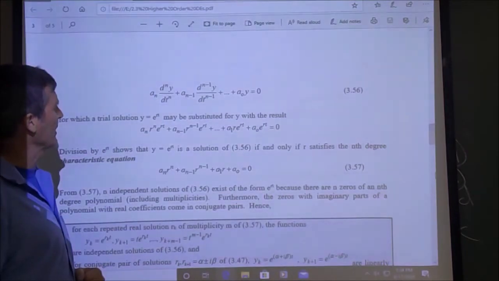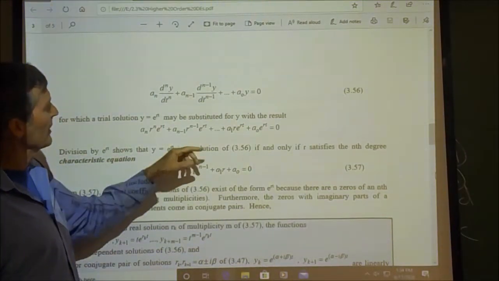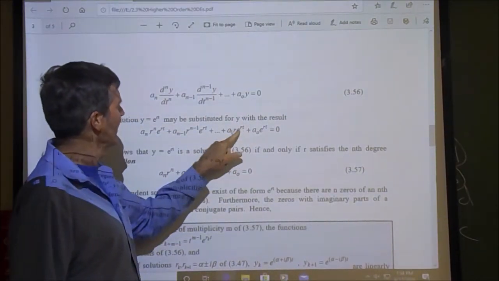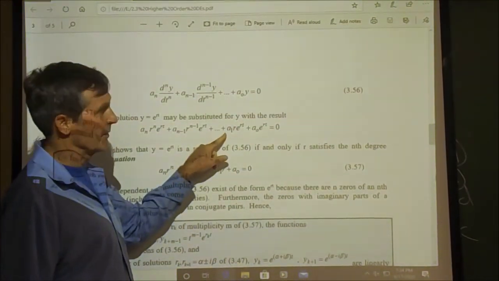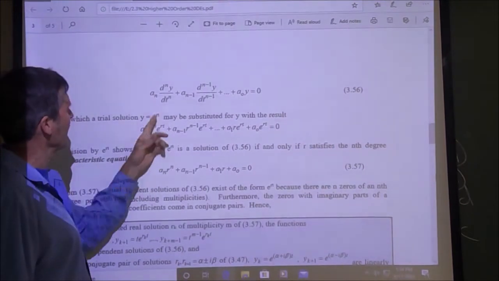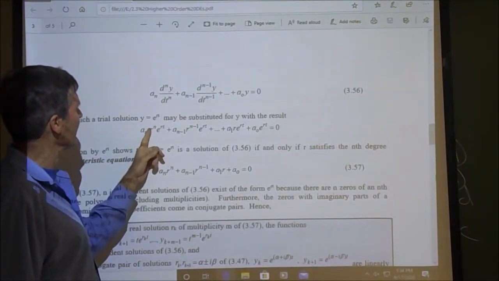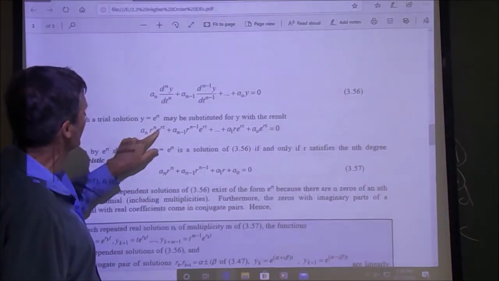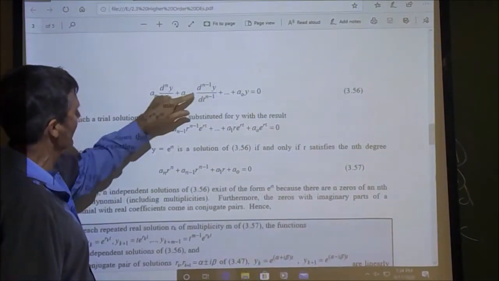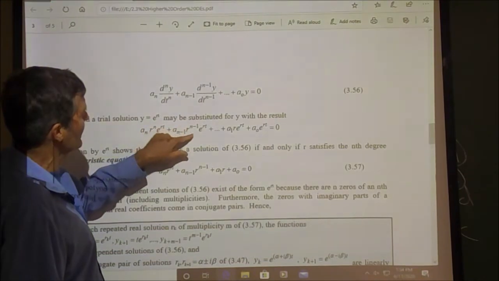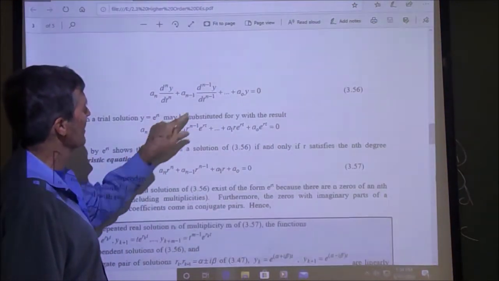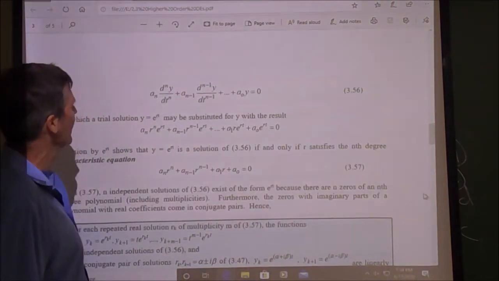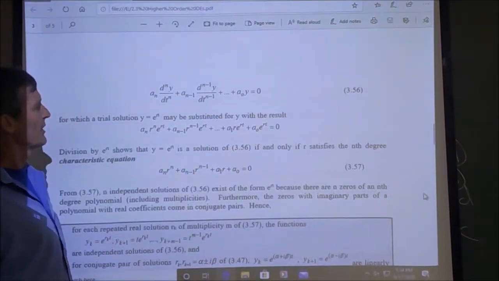And so we plug it in full of hope, and the first derivative of e to the rt is r e to the rt. The second derivative is r squared e to the rt, remember from last time. And the nth derivative of e to the rt is r to the n e to the rt. So the nth derivative here gets replaced by r to the n e to the rt, multiplied by a_n. The n minus first derivative is r to the n minus 1 e to the rt, that multiplies a_(n-1), and so on. Just by plugging in e to the rt and its derivatives, we get this equation.